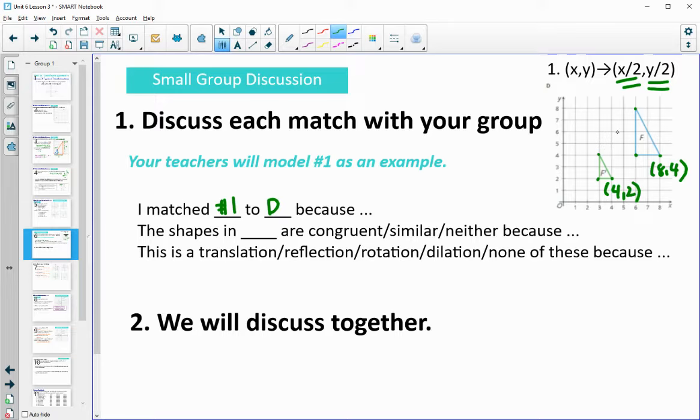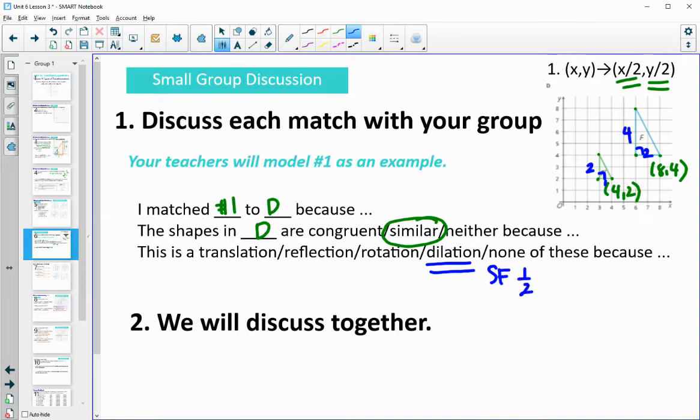The shapes in figure D are similar because their angles are still the same, but their side lengths are just half as long. So this is 2, this is 4, and this is a 90-degree angle. This one is 1, 2, and a 90-degree angle. So by side-angle-side, I see that those are similar. And it's a dilation because it has a scale factor of 1/2.